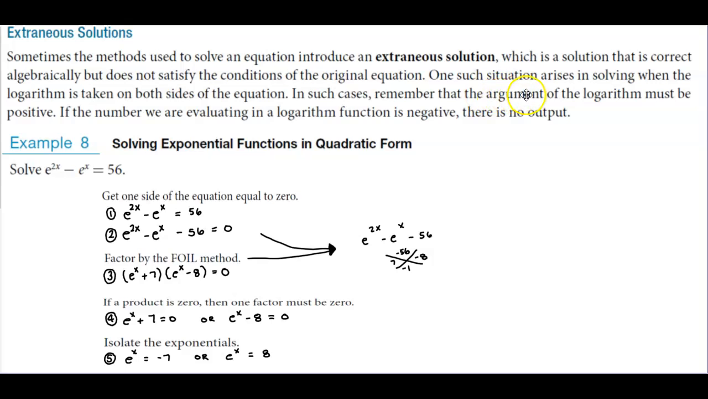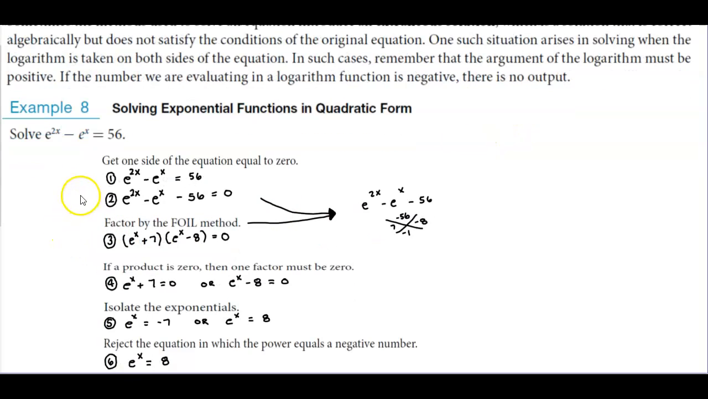One such situation arises when the logarithm is taken on both sides of the equation. In such cases, remember that the argument of the logarithm must be positive. If the number we are evaluating in a logarithm function is negative, there is no output. So let's take a look at this example here.